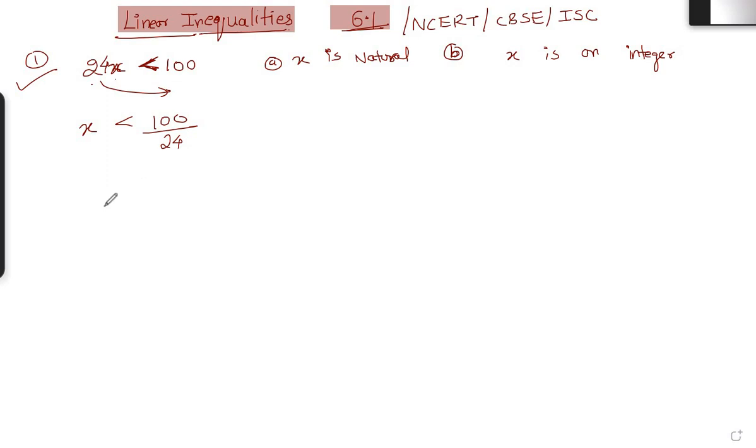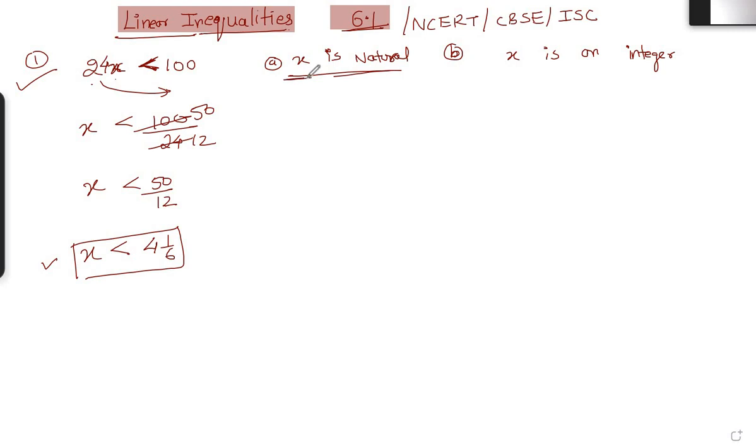So this is 100 by 24. If I cut it by 2, it will be 50 by 12. So x is less than 50 by 12, which, if you divide it, will be 4 1 by 6 in mixed fraction. Okay, this is a possible answer.